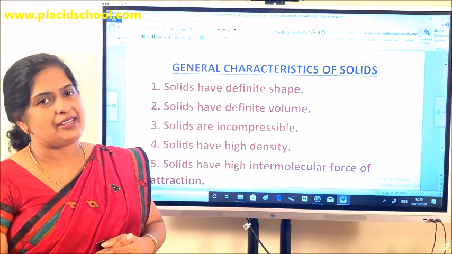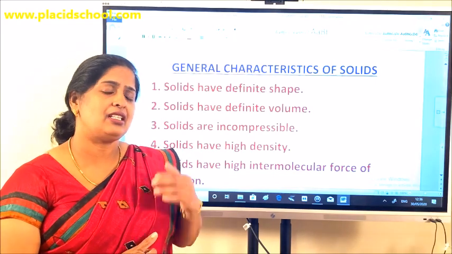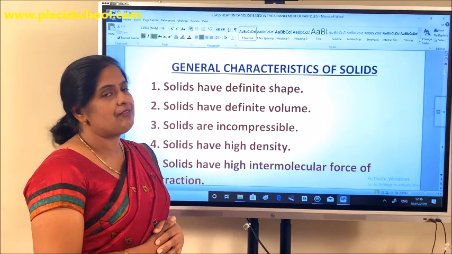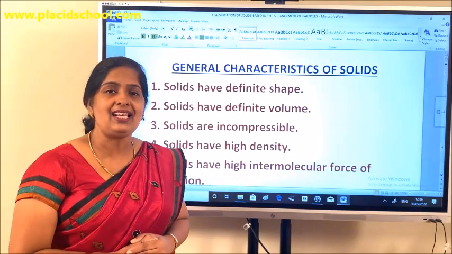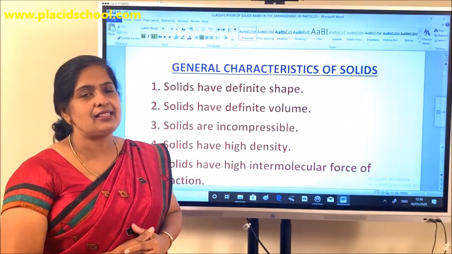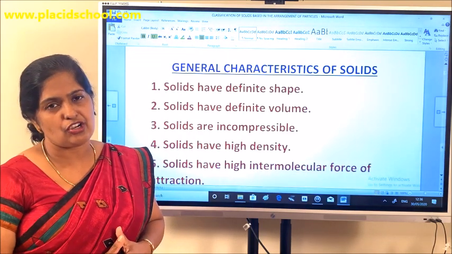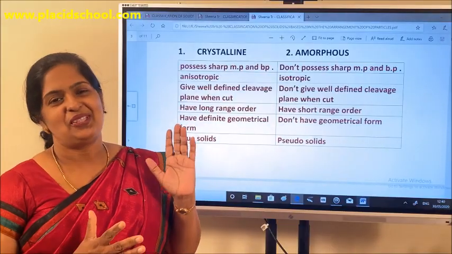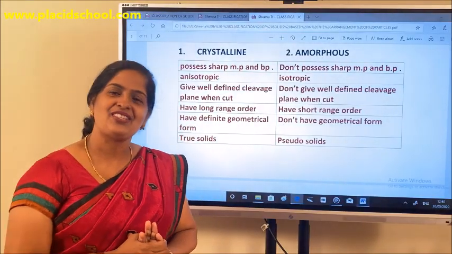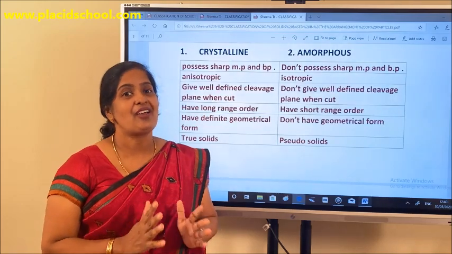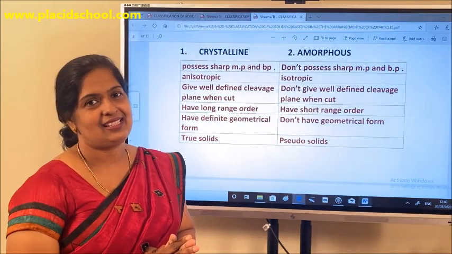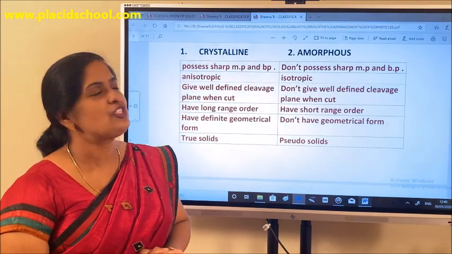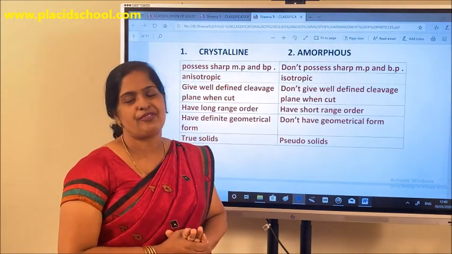So the general characteristics of solids, which we have studied in the previous classes, is over. Solids have definite shape, solids have definite volume, solids are incompressible, solids have high density, and intermolecular force of attraction between the solids is stronger. Now move on to the next topic, classification of solids based on the arrangement of particles. Based on the arrangement of particles, solids are classified into crystalline and amorphous solids.